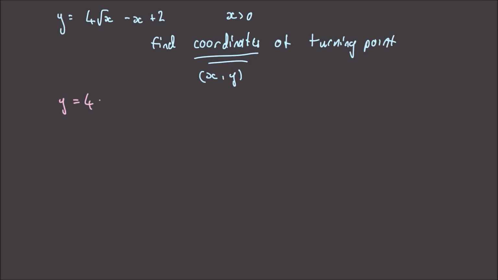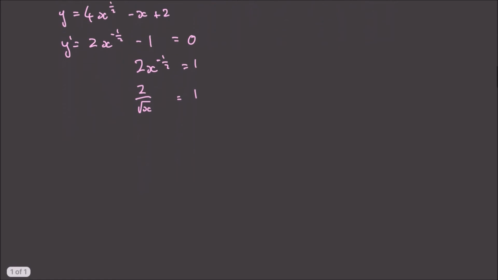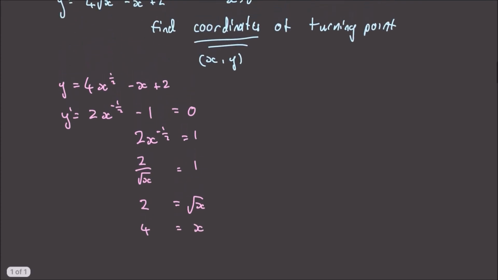So, step 1, let's write it out. We don't want the square root, we want it as a power. That will differentiate to 2x to the negative a half minus 1. We have to find where this is equal to 0. Well, it's where 2x to the power of negative a half equals 1. If you want to just solve for this, just a little bit of algebra. x equals 4. Remember, x has to be bigger than 0 as a constraint.